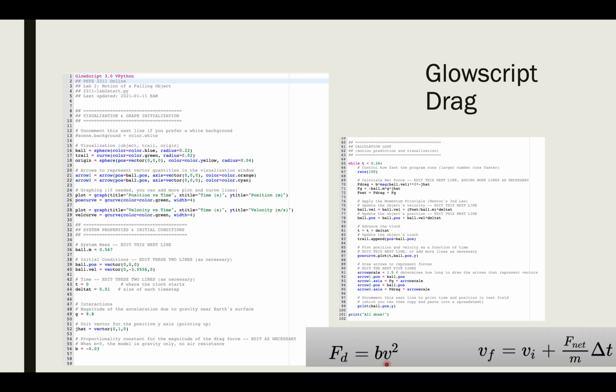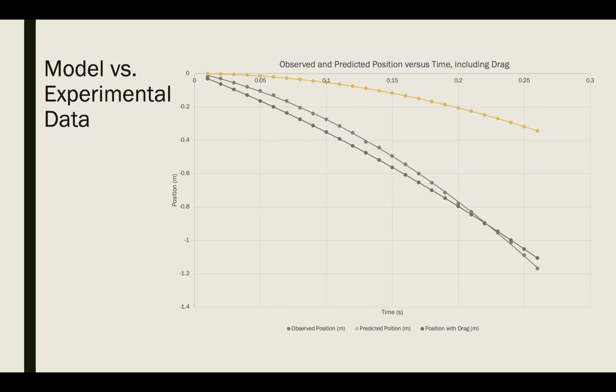I made my proportionality constant negative 0.03 to allow it to have the best and most accurate final position compared to the Tracker data. Then I made a graph using Excel in which I compared all three cases, which were predicted with Tracker, observed with GlowScript without drag, and GlowScript with drag.